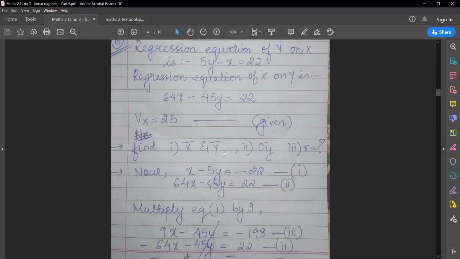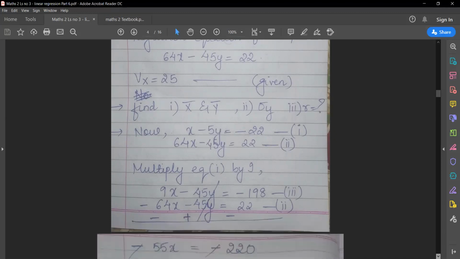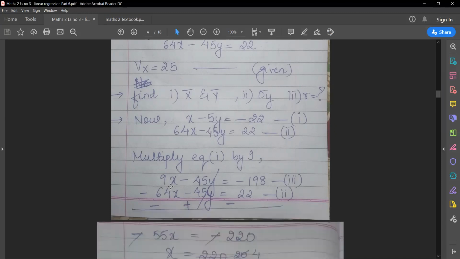So remember, class, what did I tell you? In order to find x bar and y bar, we'll first arrange the equations and solve them simultaneously. Okay. So as you can see, I have arranged it. It was 5y minus x, so I made it x minus 5y, which is equal to minus 22. And 64x minus 45y is equal to 22. Now I'm multiplying equation 1 by 9. Again, I'm making y as 45. You can make even x to be 64, depends on you. So on multiplying equation 1 by 9, I get the third equation.